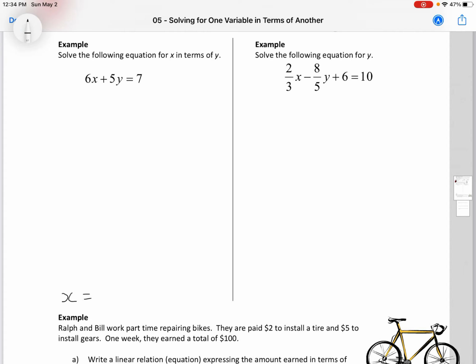And when it says in terms of y, what that means is what's over here when I'm done might have some y's in it. It won't be like x equals 2 or x equals 9. It'll have some y's in it because it'll be a formula, essentially, to find x's.